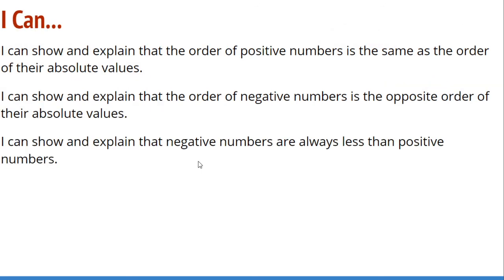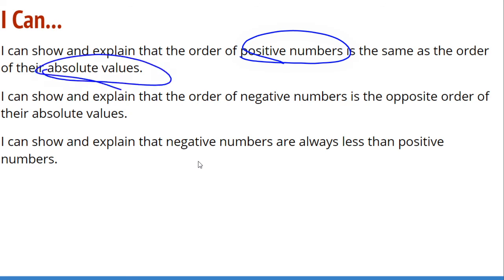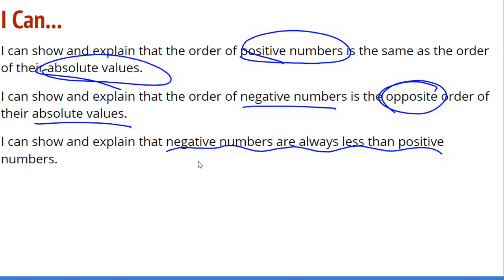Circling back around to the statements, I can show and explain that the order of positive numbers is the same as the order of their absolute value. Keep hitting this. If they are positive numbers, their absolute value will have the same order. If they are negative numbers, the order will be opposite for the absolute value. And hopefully you can explain and show after so many lessons that negative numbers are always less than positive numbers.